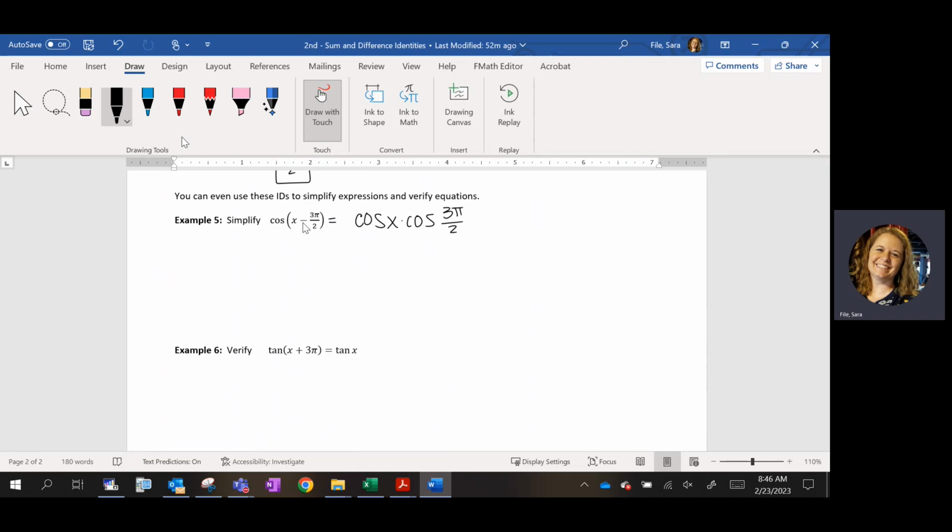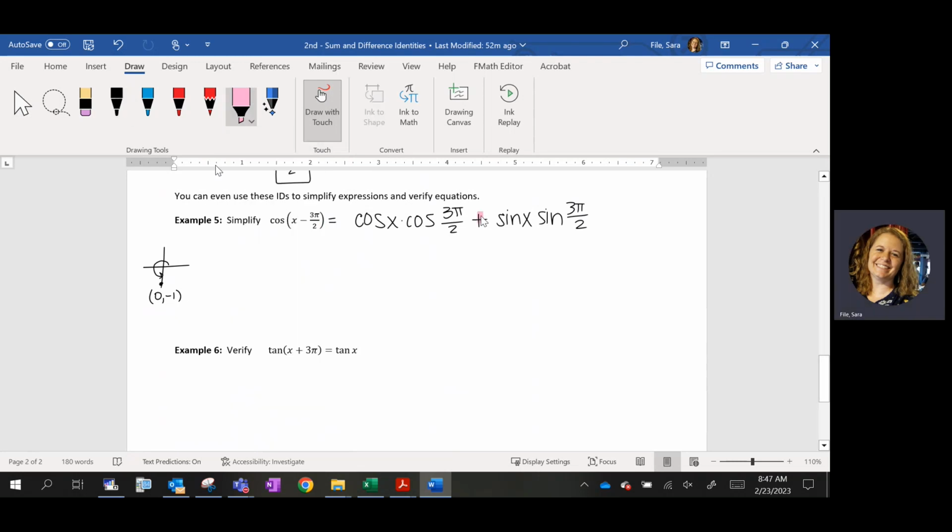And then do I switch the sign or does it stay the same for cosine? Switch it. So this is going to become plus, and then I have the sine of x, sine of 3 pi halves. Now 3 pi halves is a special angle, isn't it? Where's 3 pi halves? Yeah, right here. It's on the axis. There's 3 pi halves. What's the ordered pair there? 0, -1.